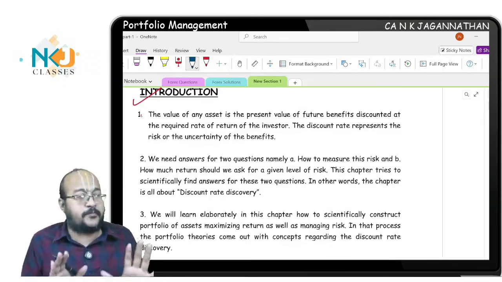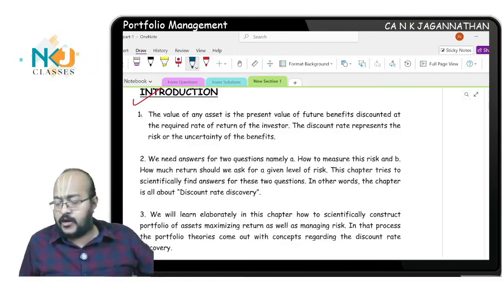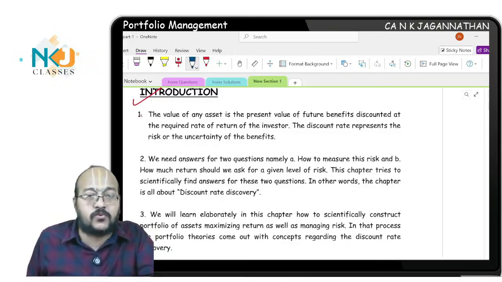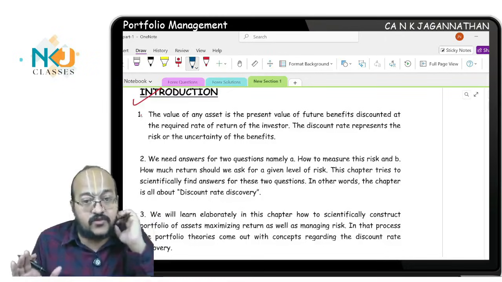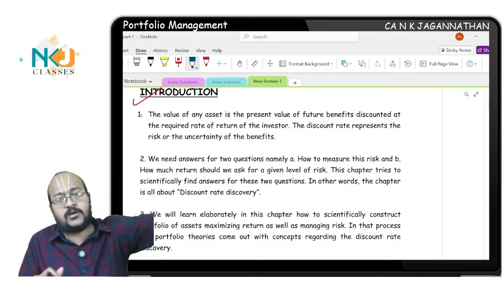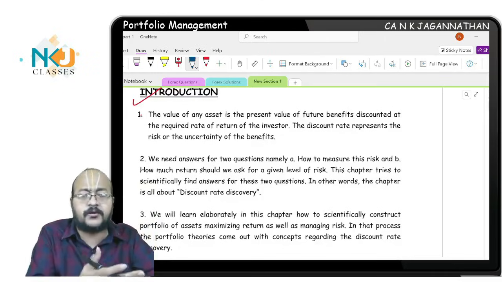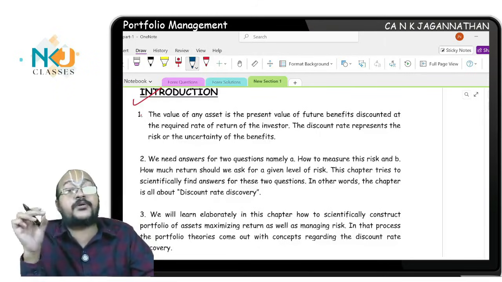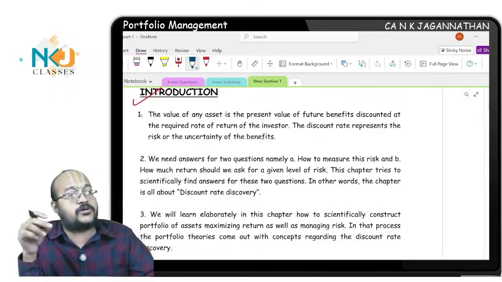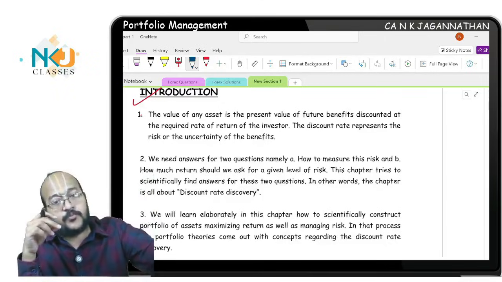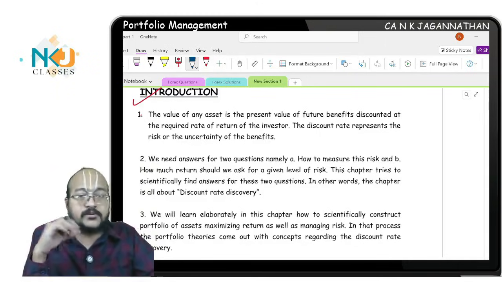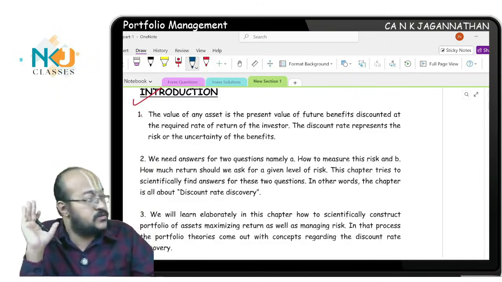See, what is this chapter all about? I told you, value of any asset as per a discounted cash flow method is nothing but present value of future cash flows discounted at required rate of return of the investors. We saw this in the bond valuation chapter, we also saw this in equity valuation chapter, and also in option valuation. We discussed already how to arrive at the present value of future cash flows in these chapters.